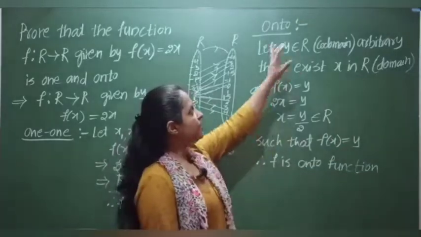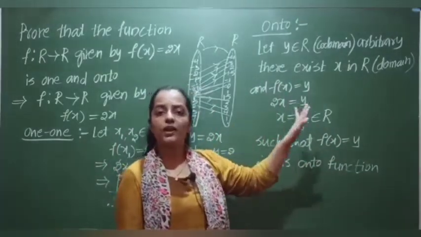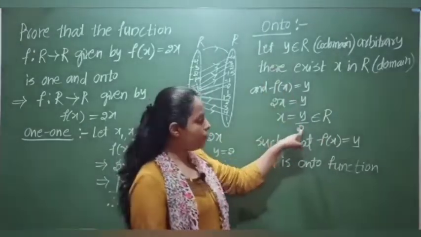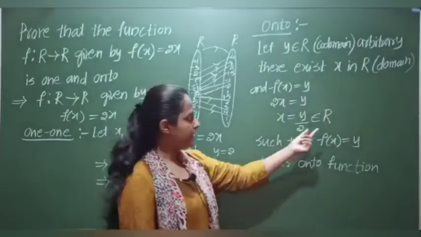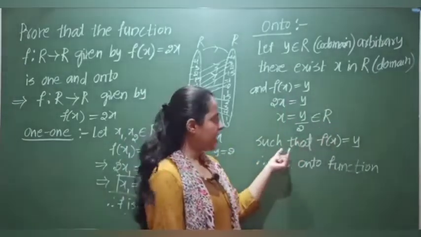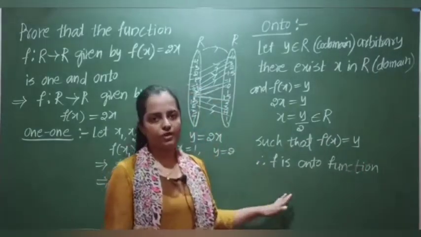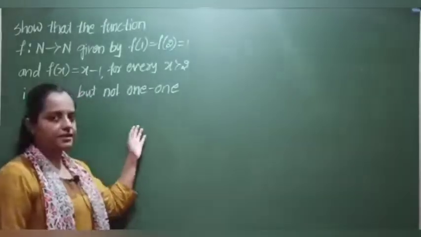So in general, whichever y you take: take 1, 1/2 is its pre-image; take 2, 2/2 that is 1 is its pre-image; take 3, 3/2 is its pre-image, that is 1.5, which also belongs to real numbers, such that f of x equals y. Therefore this function is onto function. So hope you are all understanding this one. So I'll take the next example.